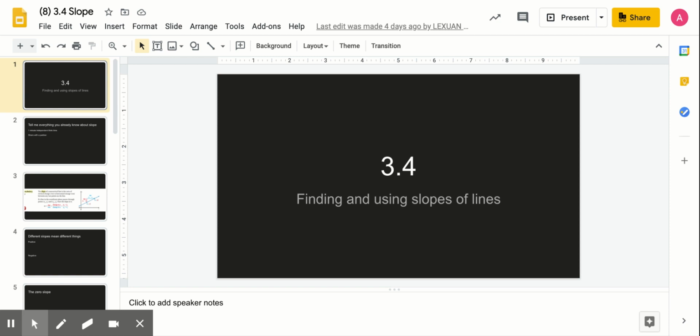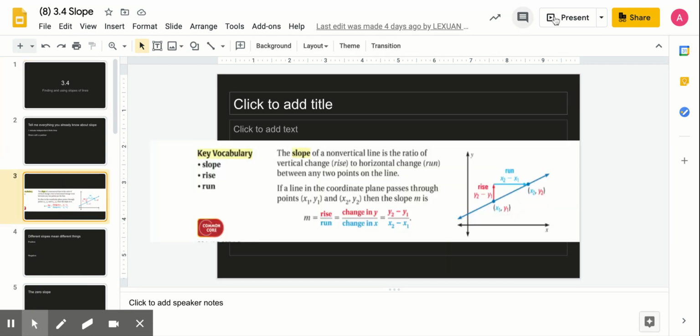All right, guys, today we're starting the second half of chapter 3. We're going to be talking about finding and using the slopes of lines. Okay, so I'm going to skip right to this slide right here to get started.